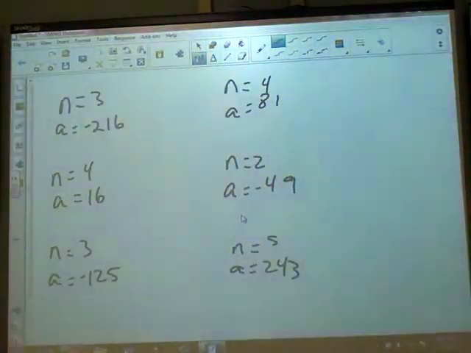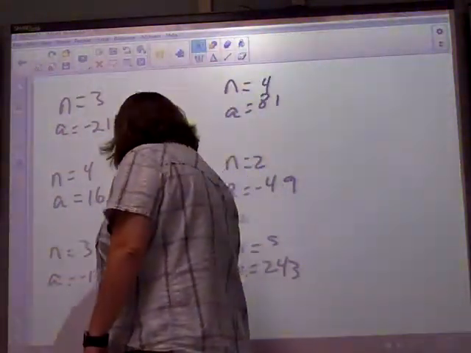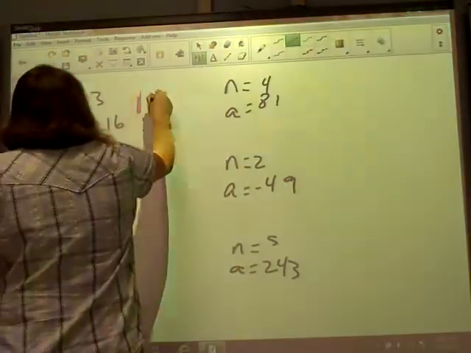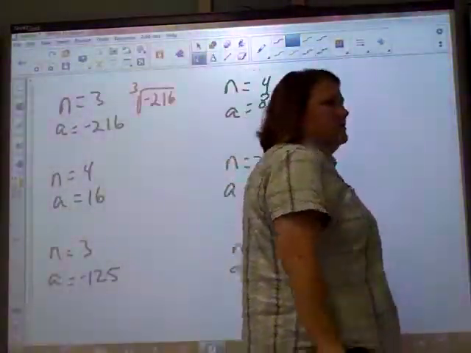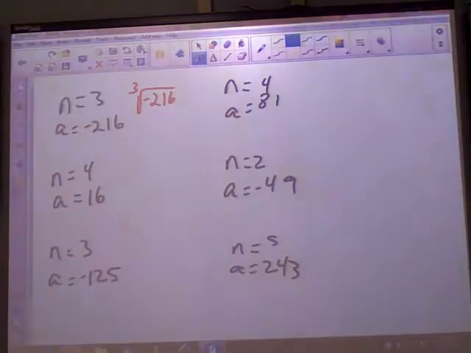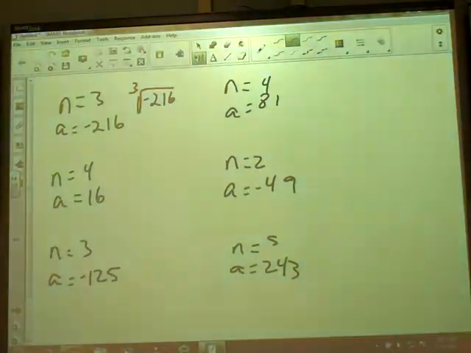Okay, so how you'll write these, if you see it given to you this way on an assignment or a test, this would be the cube root of negative 216. So that's what you're looking at on all of those. Whatever the n is, your root. Whatever the a is, what you're taking that root of.